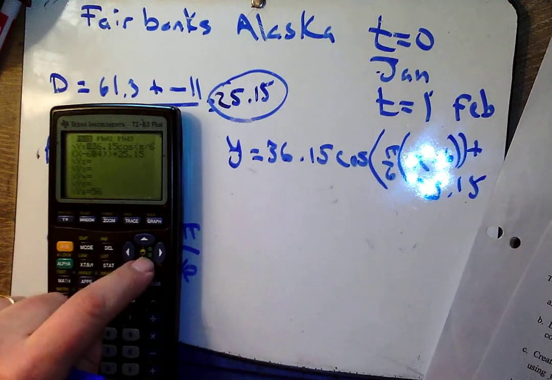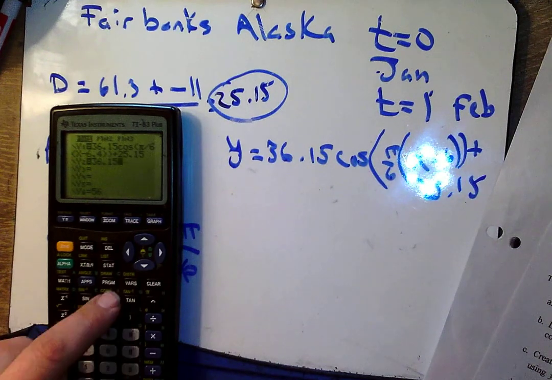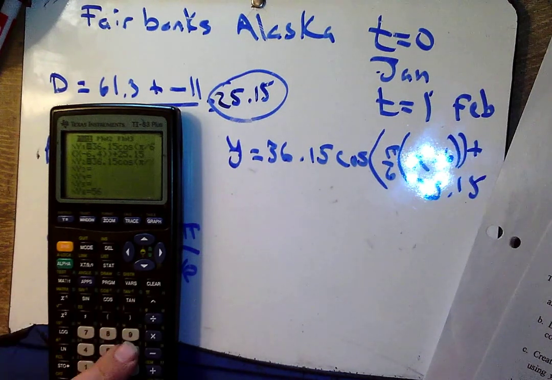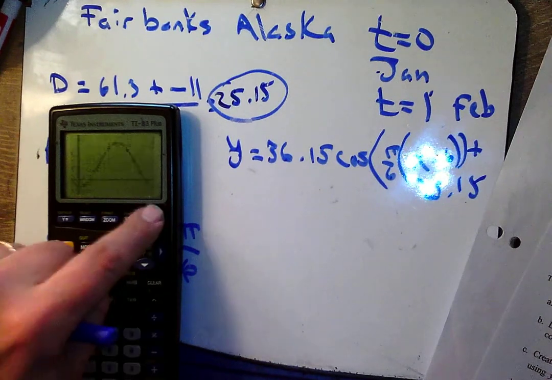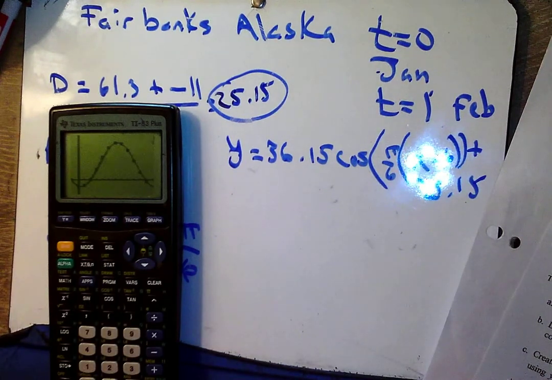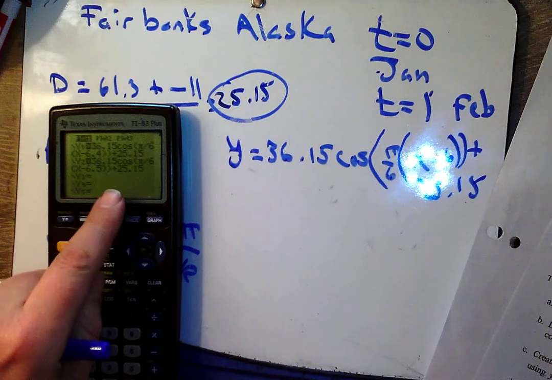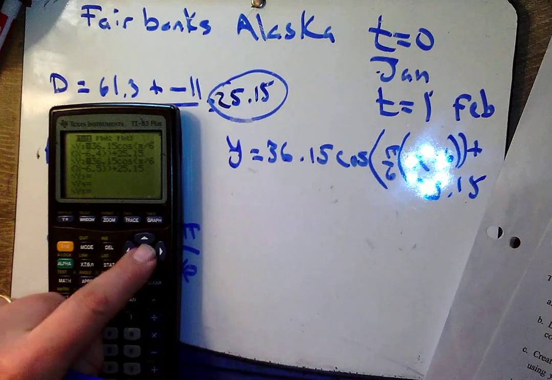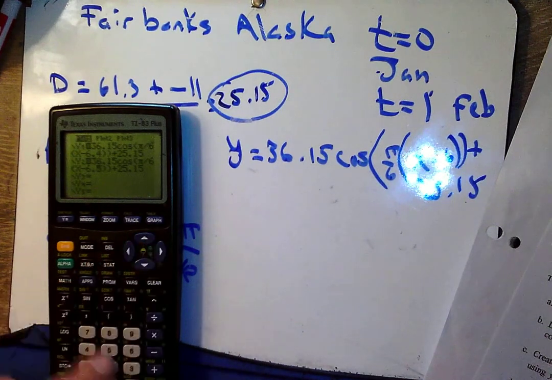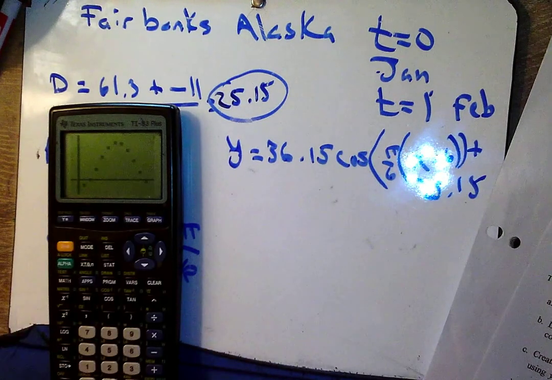And sometimes it's really useful to have 36.15 cosine pi divided by 6 x minus 6.5 plus 25, so that you could graph both of them and see which one you like better. Yeah, I definitely like that one better than 6.5. What if we made it instead of 6.5, we made it 6.3, even less than that, 6.4. So the first one is 6.4 for a C value.